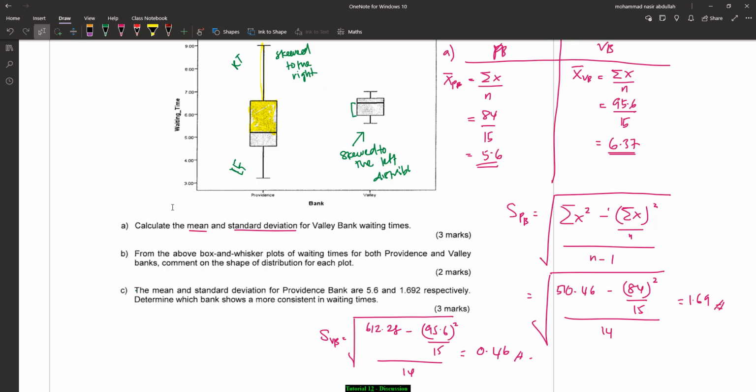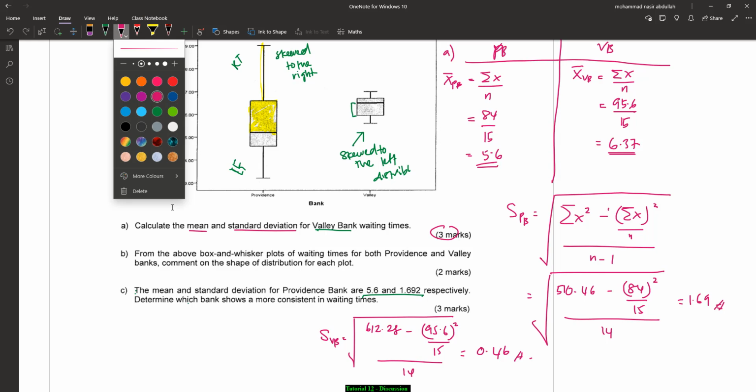So now kita tengok C, dia kata kat sini the mean and standard deviation of Provident banks 5.6 and 1.692. Oh, dia dah bagi dah siap kan. Determine which bank is more consistent in the waiting times. Oh, this one dia kata satu saja kan, Valley Bank. I buat dua-dua. So next time baca soalan betul-betul lah. So sebab 3 markah saja kan, right?